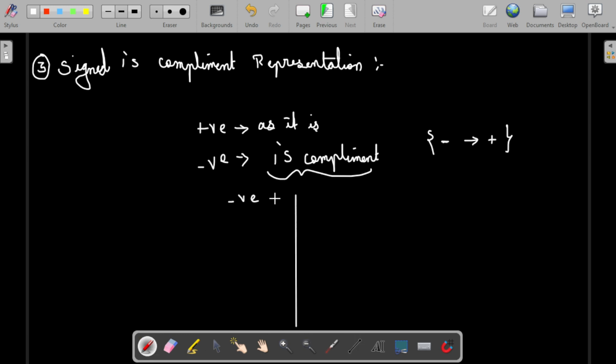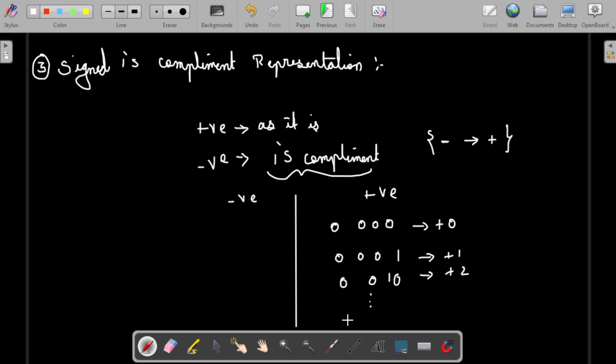Here it is for negative numbers, and here it is for positive numbers. We take 4 bits. So 0, 0, 0, 0, then 0, 0, 0, 1, then 0, 0, 1, 0. This is positive 0, this is positive 1, this is positive 2, and up to positive 7, which is like all the previous systems. Here if you see, the negative can be represented. For negative, we have to take the complement of everything. So 1, 1, 1, 1 is minus 0.